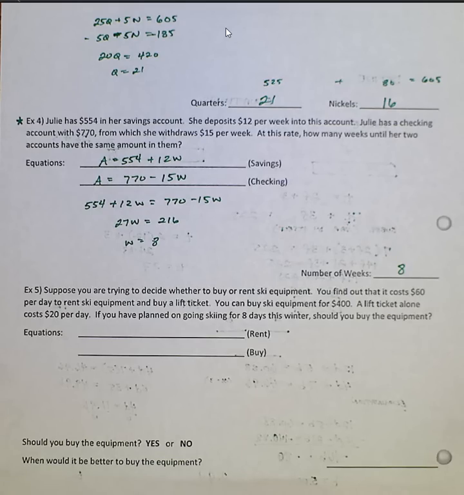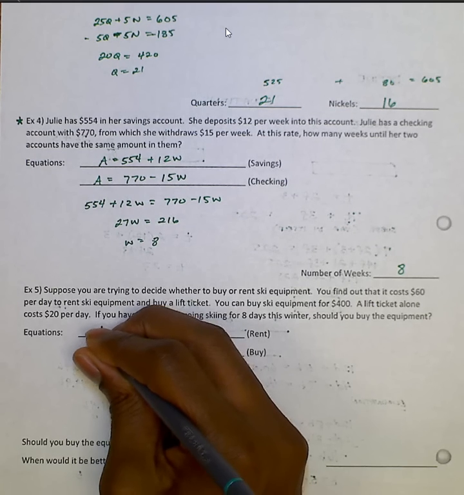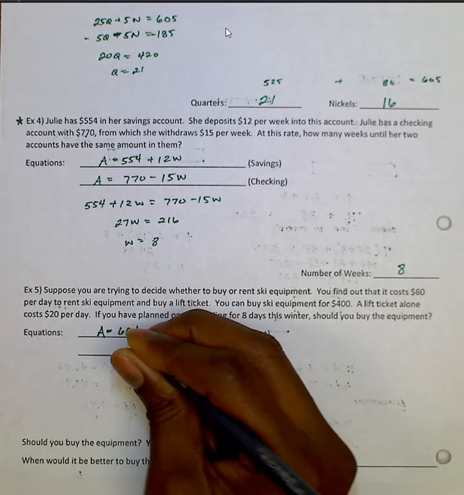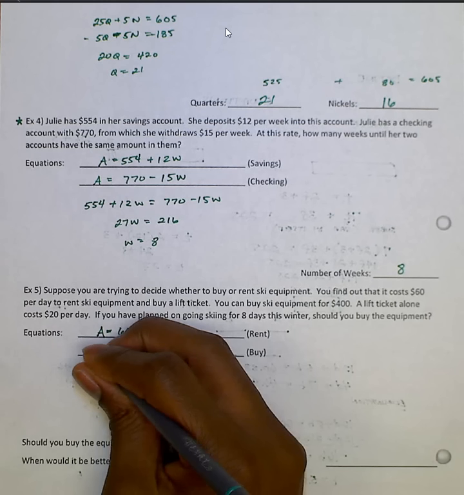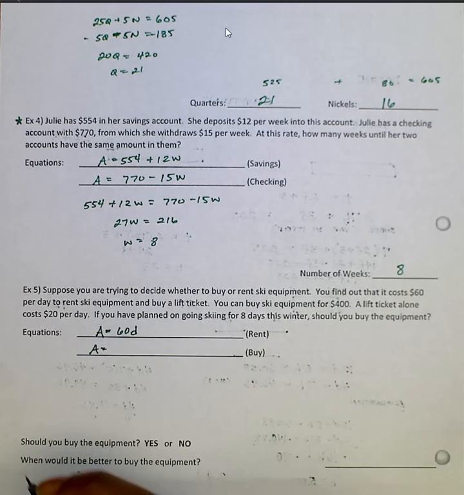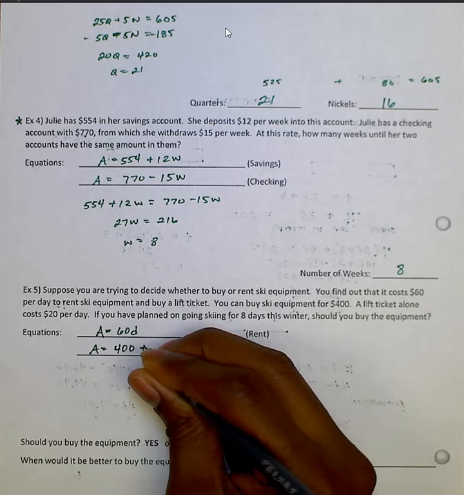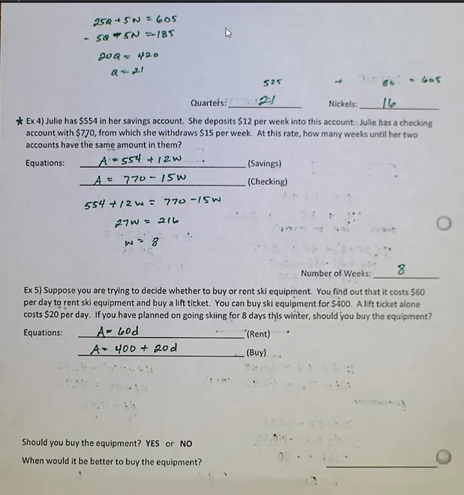Okay, so here we go. If you rented the equipment, because they gave you the two pieces of information, the amount that you would pay is $60 per day. If you bought the equipment, the amount that you would pay would be $400 for the equipment, and you add to that the lift ticket, which you have to buy separately now, for $20.